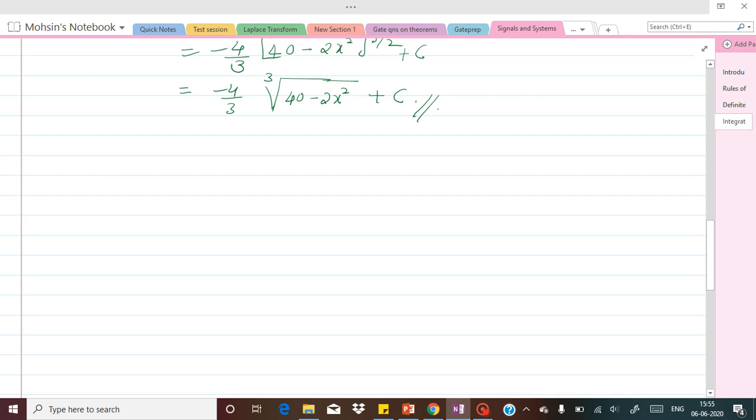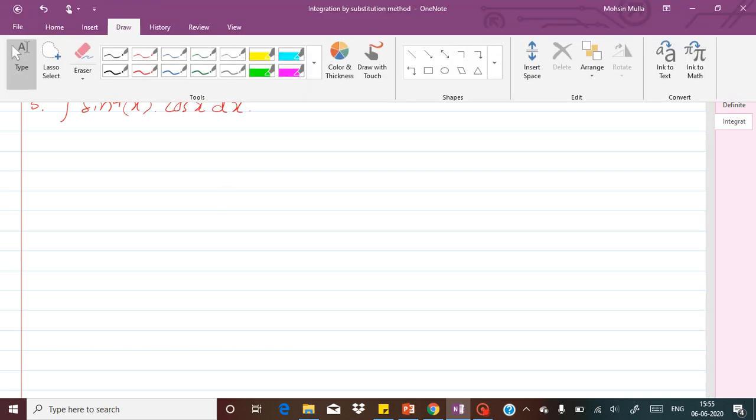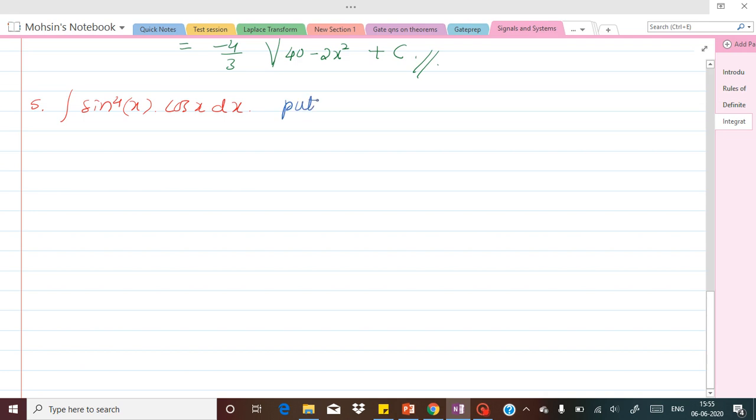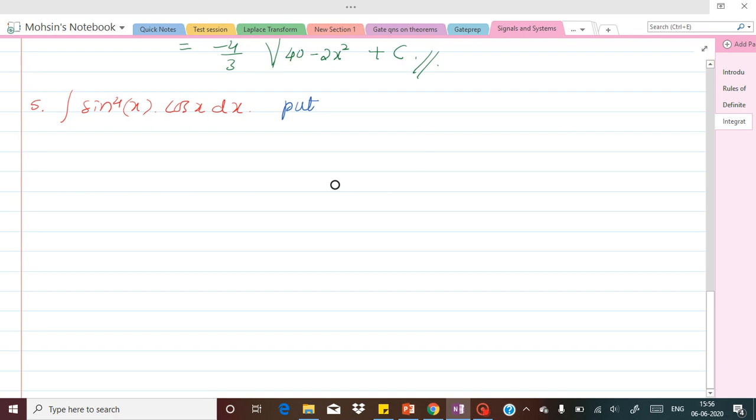Okay, so now let us take another example, example number 5. So here let us try to find integration of sine raised to 4x into cos of x dx. Okay, so here let us put, so what shall we put as u here? Definitely here we can put the higher order term, that is sine raised to 4x we have, so we can substitute for sine as u. So let us see what we are going to get from that.